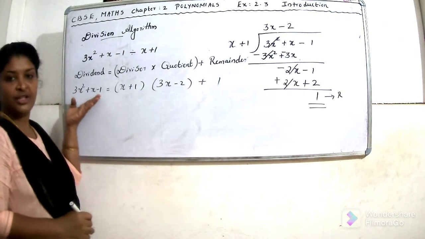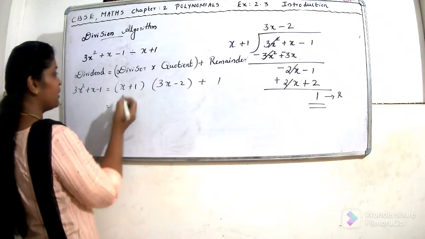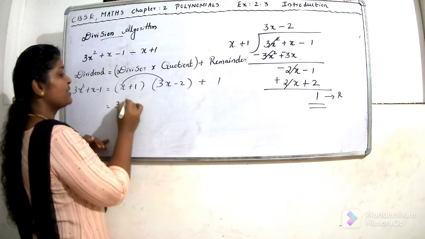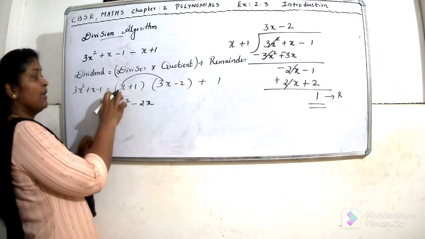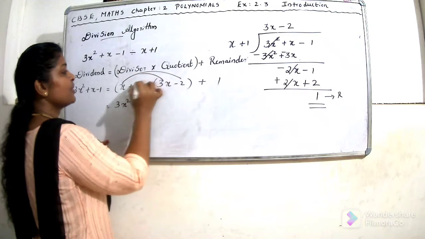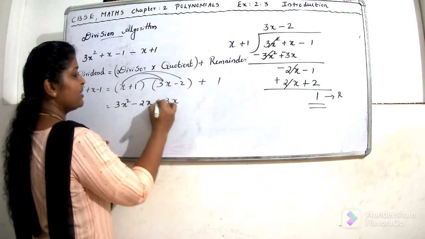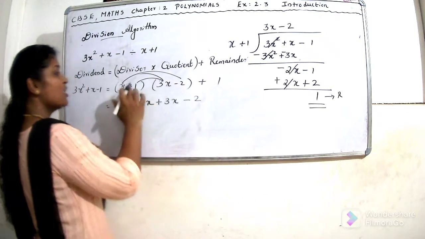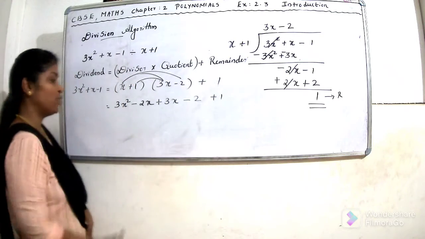Now this side, nothing we have to do, we have to solve this side. Binomial into binomial, we have to multiply. X into 3x first, so 3x square, x into negative 2, that is negative 2x. Multiplication with x is over. Now move on to 1. 1 into 3x, that is 3x, and the sign is plus. 1 into 2, that is 2, sign is negative. These two multiplications are over. Now plus 1 as it is we have to put.